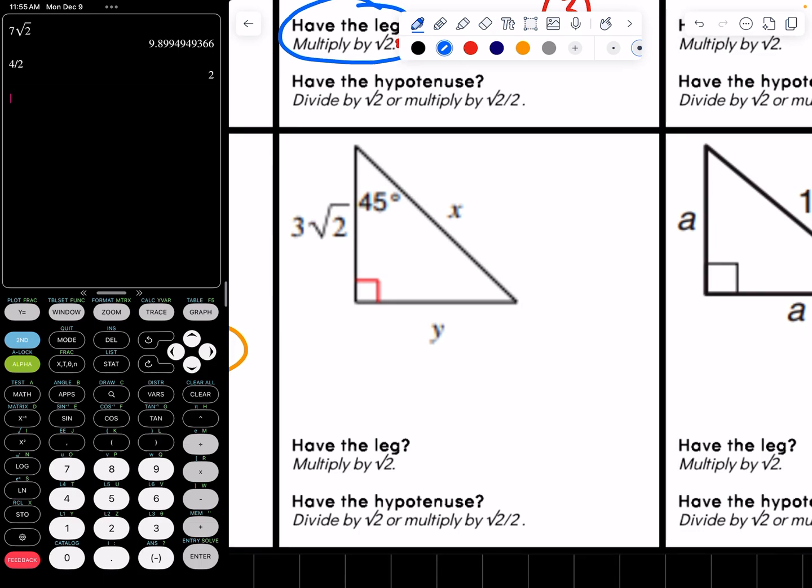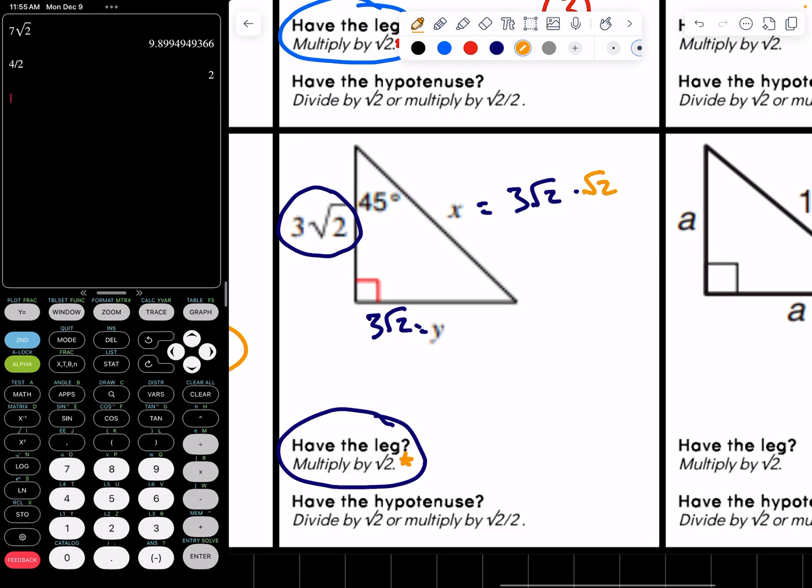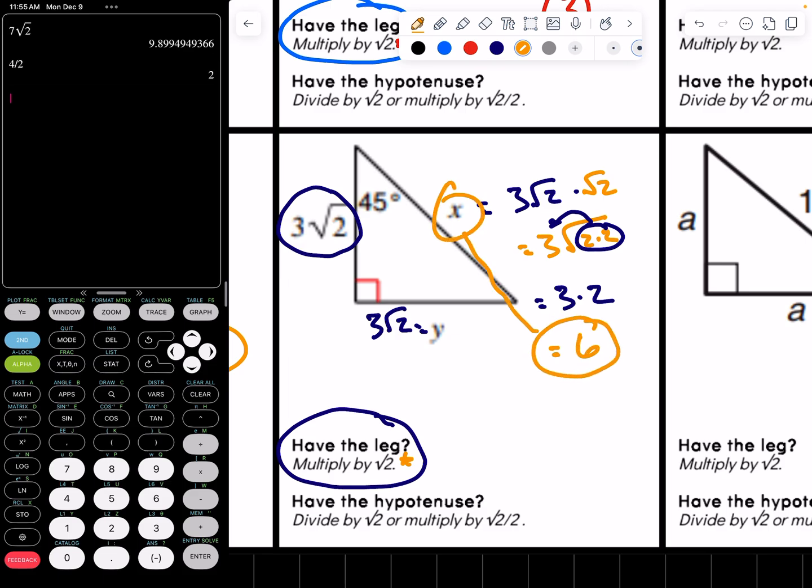Down here, okay, I've got a leg again. 3 root 2 is my leg. It's going to equal y as well. Because I have a leg, I'm going to multiply by root 2. So x is going to equal 3 root 2 times root 2. So that's going to equal 3 root 2 times 2. Because I have a pair of 2's, I pull that pair of 2's out. 3 times 2, I can't simplify anything here. So this is going to be 6 for x. Okay.